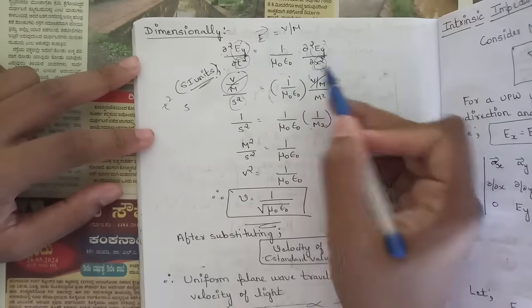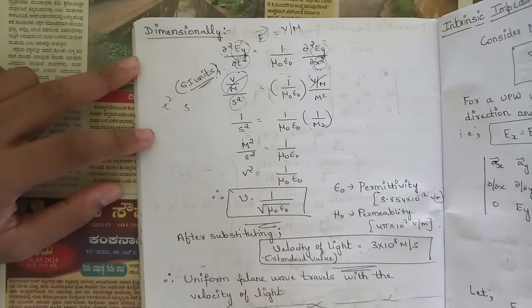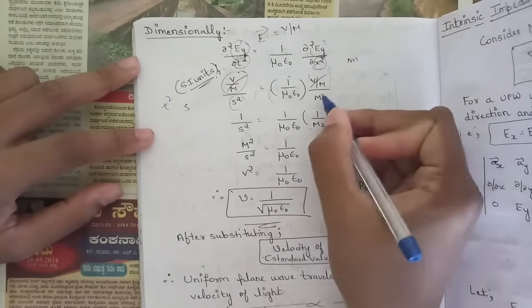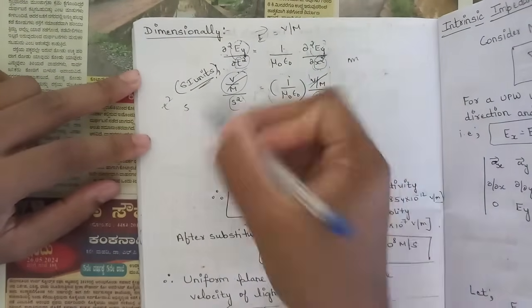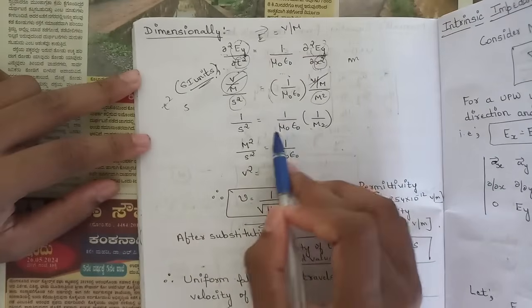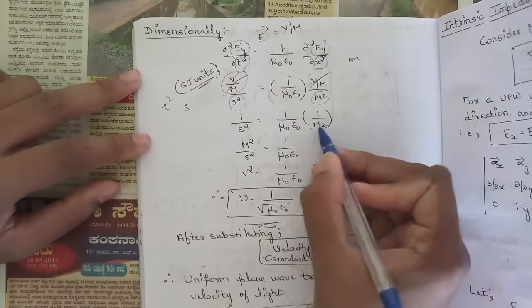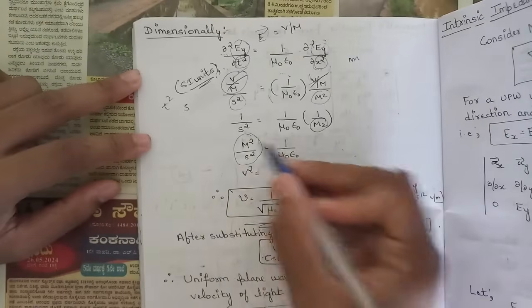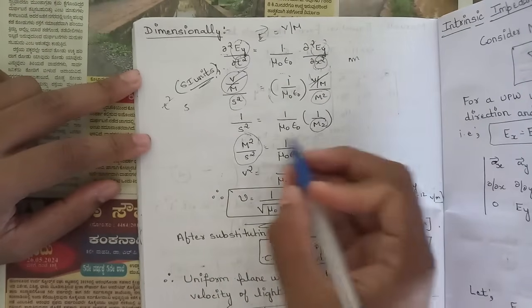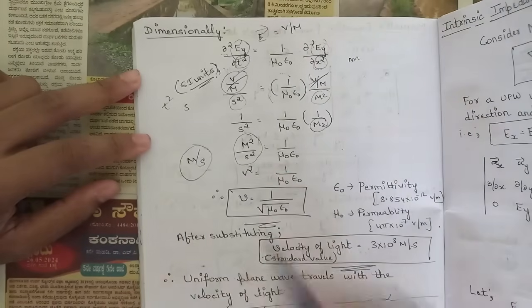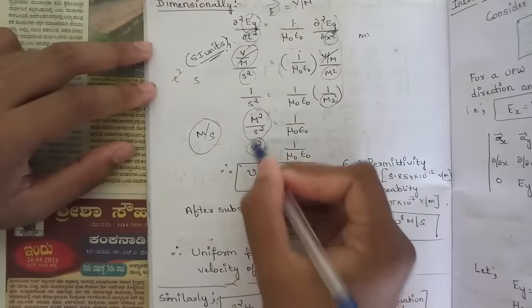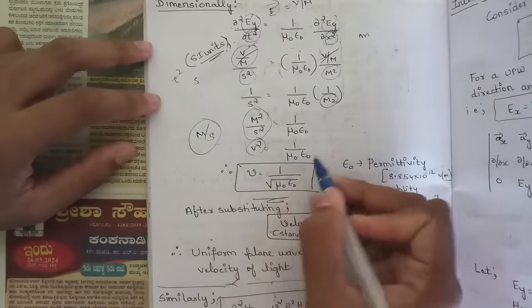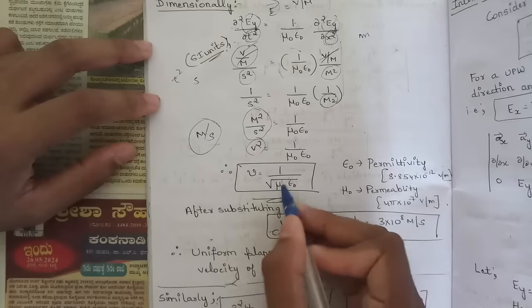x represents the distance, or displacement. Its unit is meter, so here we write meter squared. That gives 1/s². Here we can cancel V/m from both sides. So 1/s² equals 1/(μ₀ε₀) divided by 1/m². Bring this meter squared to the other side: m²/s² equals 1/(μ₀ε₀). What is meter per second? It is velocity. So m²/s² is v², and v² equals 1/(μ₀ε₀). Therefore v equals 1 by the square root of μ₀ε₀.